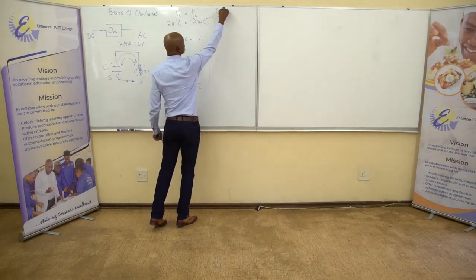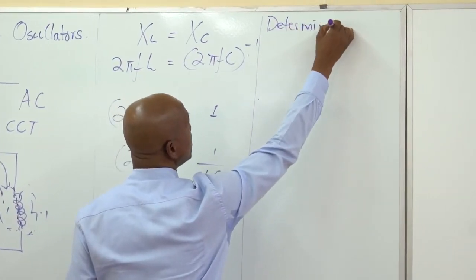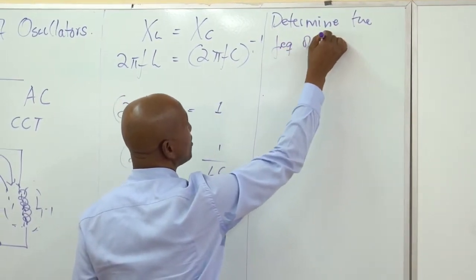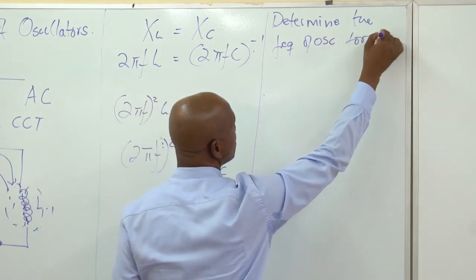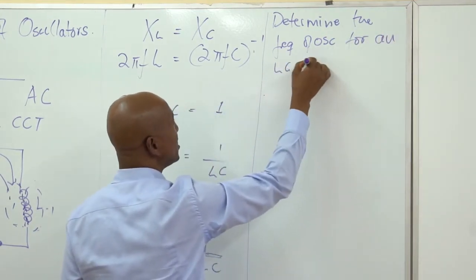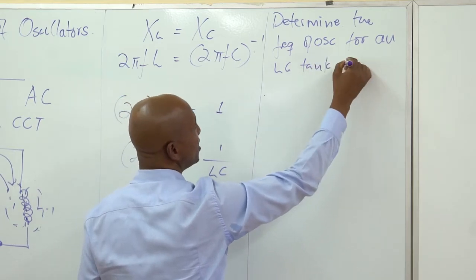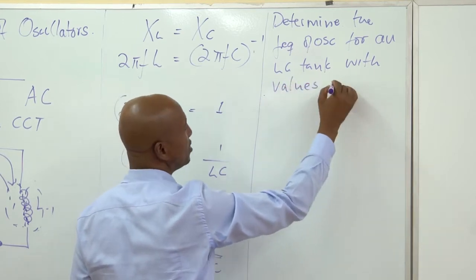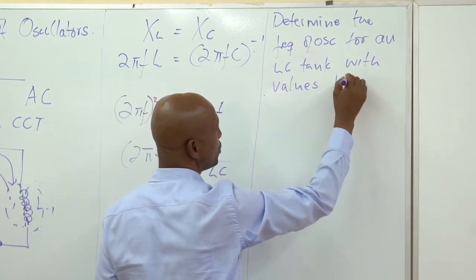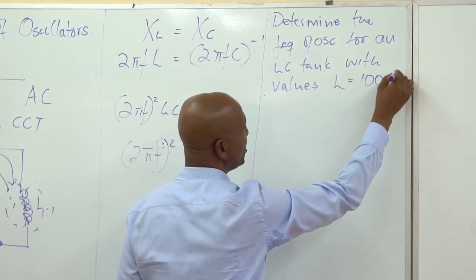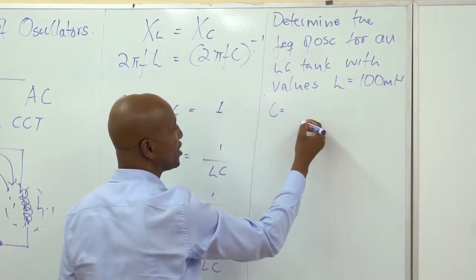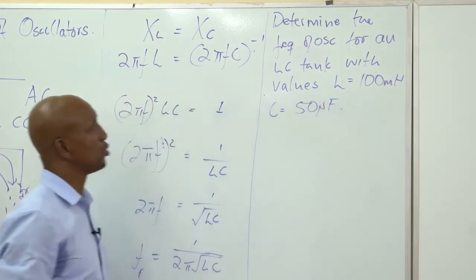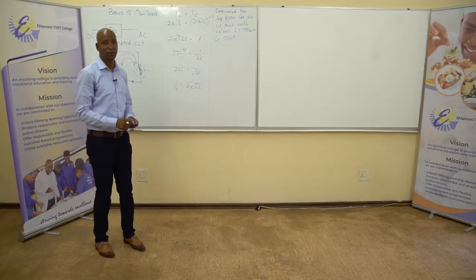Let me put one example so that we understand this. If I were to say in an exam, determine the frequency of oscillation for an LC tank with values L equal to, let's say, 100 millihenry, and C equal to 50 microfarads. So this is one typical exam question which can be posed.